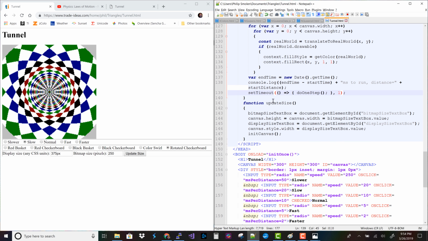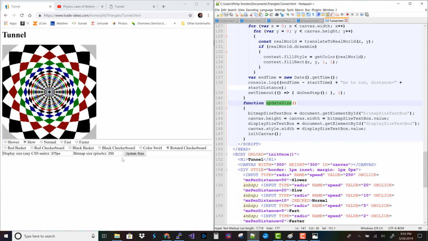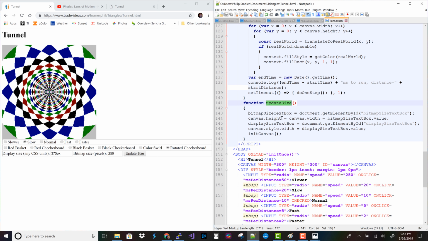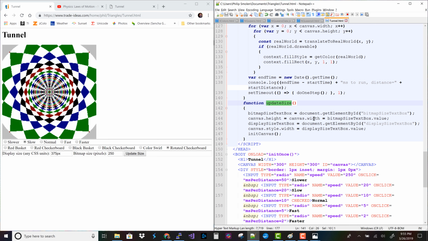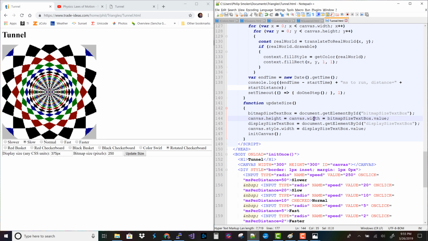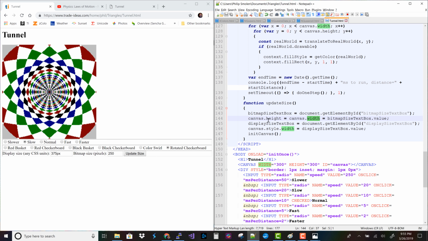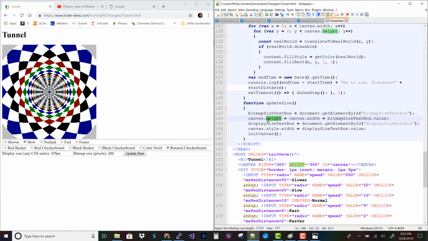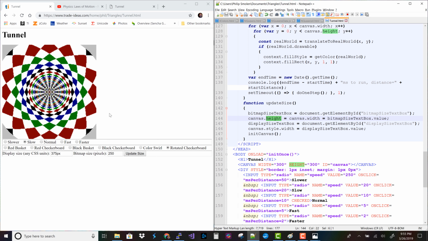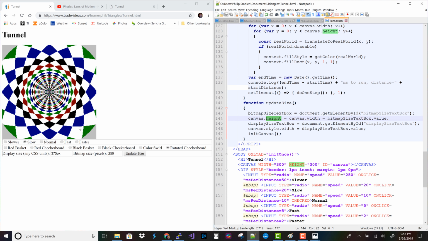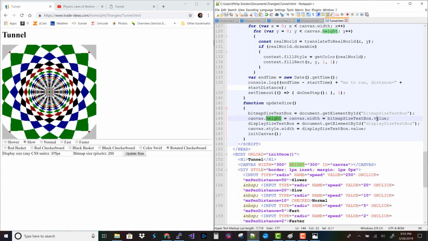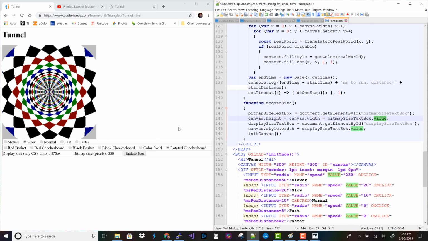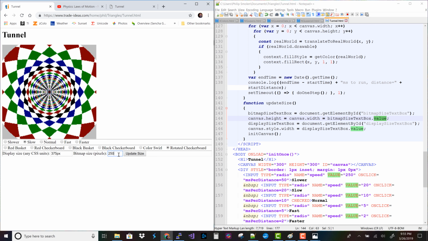Then update size. That's this button right here. Not a whole lot to it. We're saying canvas height equals canvas width. This is the actual number of pixels. This is the size of the bitmap. And again, this gets stretched a lot right now. There's pretty big pixels you can see. And we're just reading both of those out of this text box here.